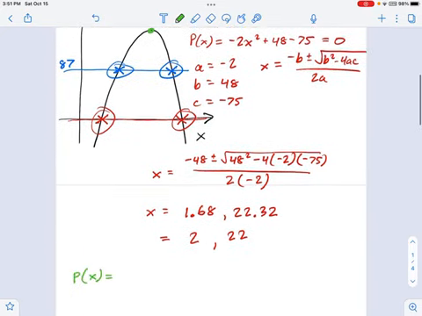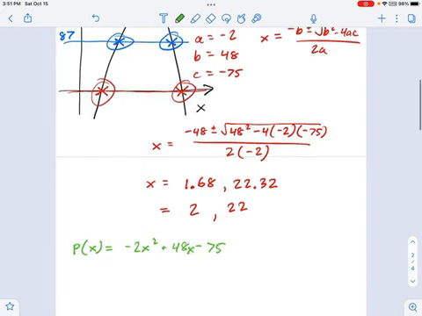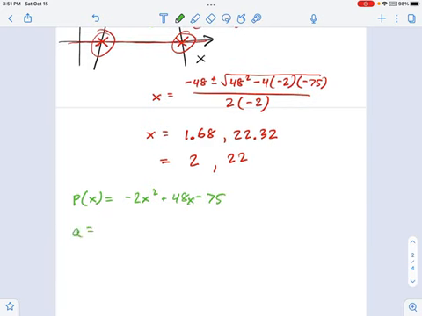So this is negative 2x squared plus 48x minus 75. Now, as you look at this, remember, there's a few things we know. A equals negative 2, B equals 48, and C equals negative 75. That was very useful stuff for the quadratic formula. But what I want here is the value of h and k, that vertex.